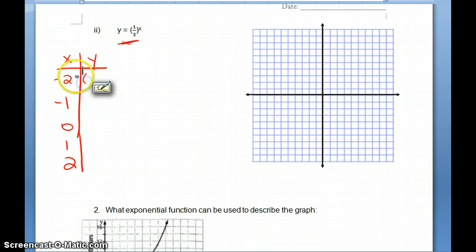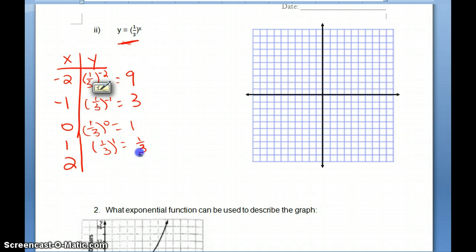So when x is equal to -2, we have 1/3 to the power of -2. Using your calculator, or if you know those rules, the negative will flip it, so it will become 3 squared, and what we have there is 9. Then we have 1 over 3 to the power of negative 1, that is equal to 3. Then we have 1 over 3 to the power of 0 is equal to 1. 1 over 3 to the power of 1 is 1 over 3. And 1 over 3 squared is equal to 1 over 9.